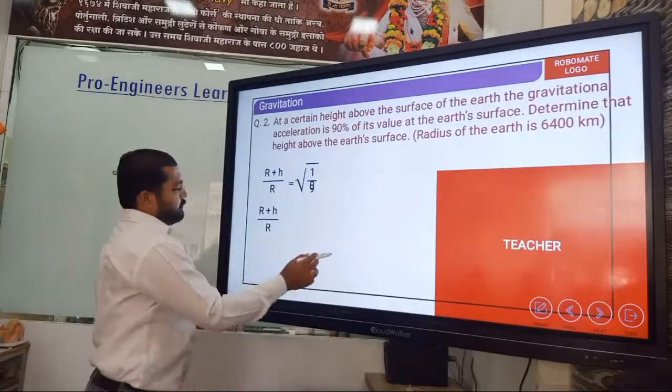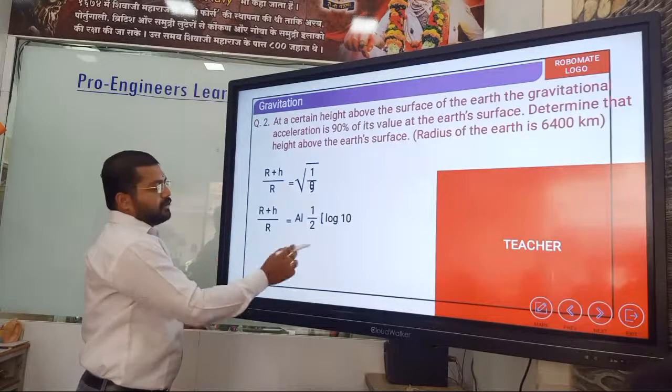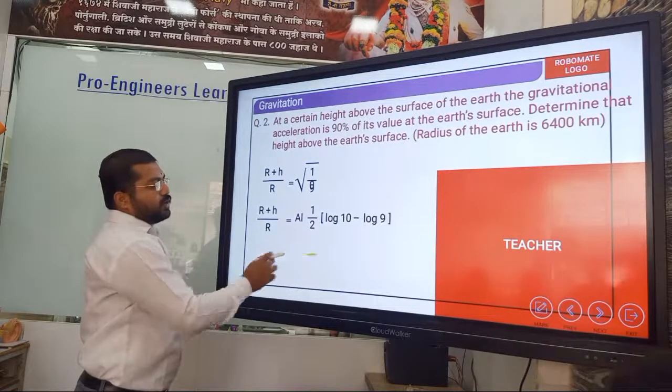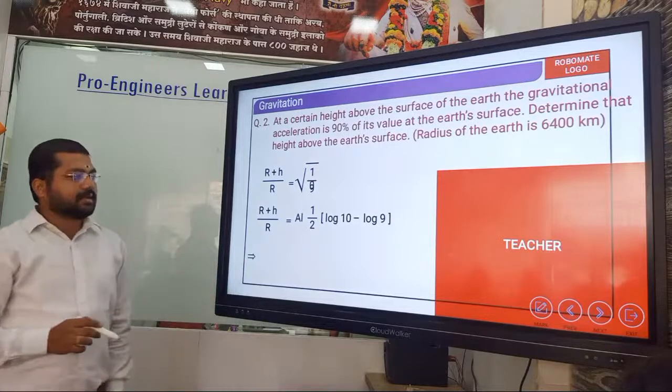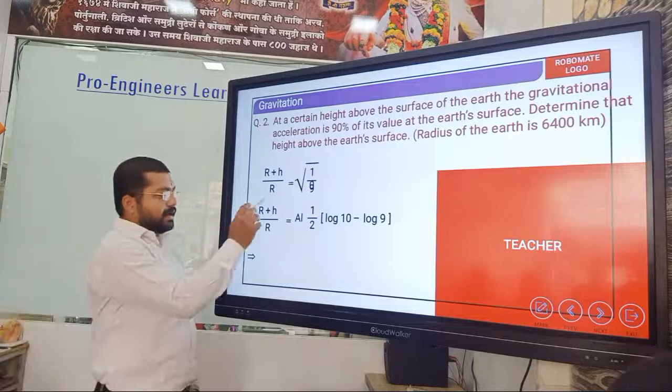It is under root of 10 by 9, 10 by 9, right? Now R plus h upon R is equal to antilog of 1 by 2 log 10 minus log of 9, under root is there, therefore 1 by 2.